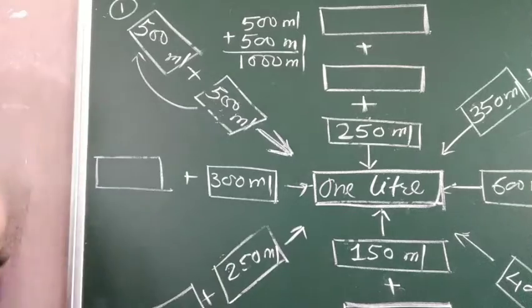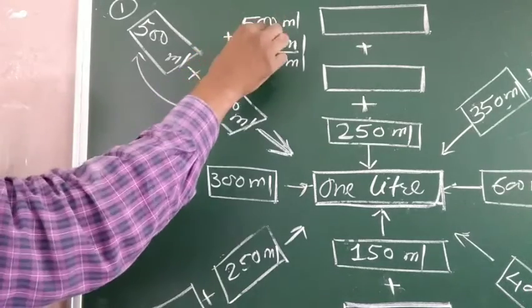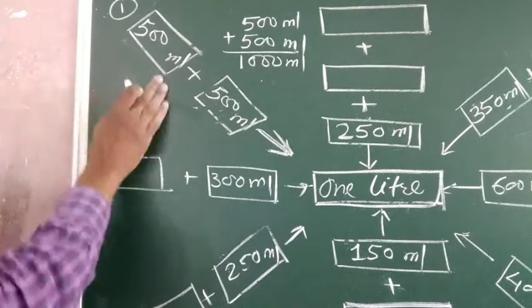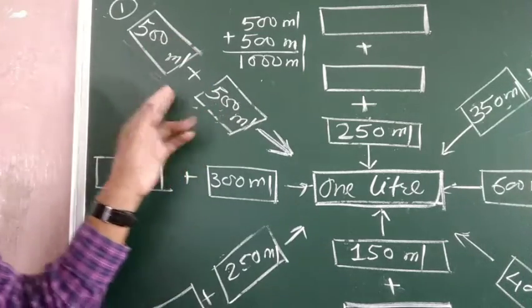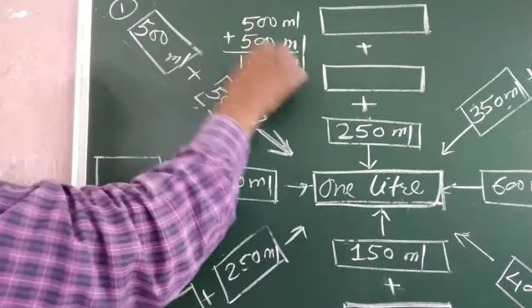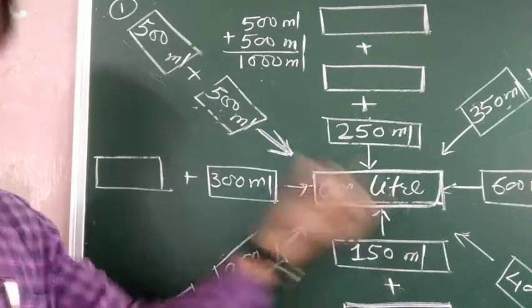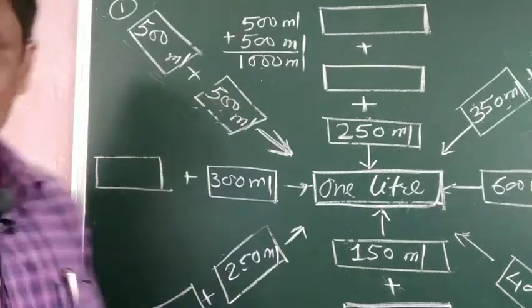500 प्लस 500 क्या होगा यहाँ पर? It will be equal to 1000. Then see, so this way, this 1000 milliliter means it is equal to 1 liter. So this way we complete this part 1.